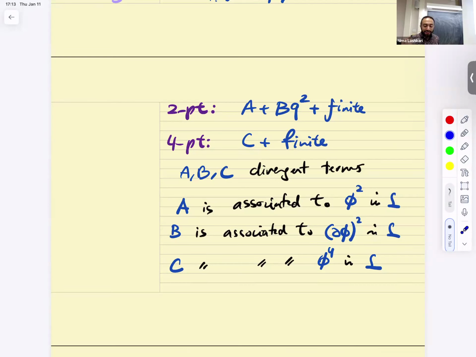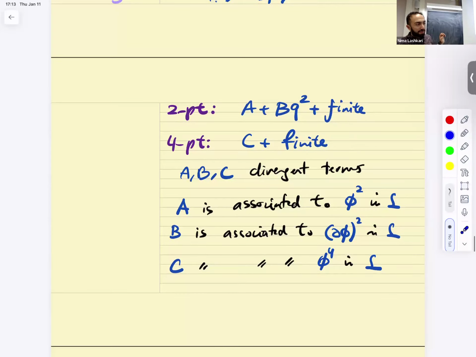Now, if I want to view these divergences as interactions, as counterterm interactions, A is associated with phi squared, B is associated with del phi squared, C is associated with phi 4. Is that too quick? I'm going to draw some diagrams and you're going to see it. But keep this in mind.